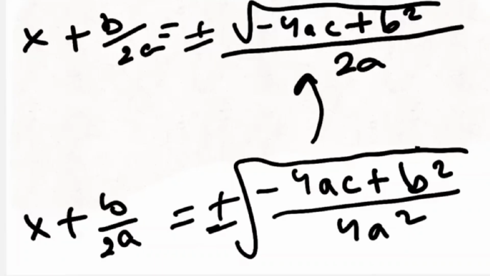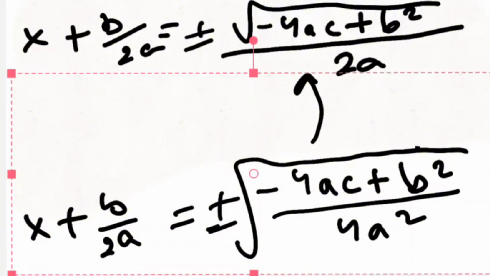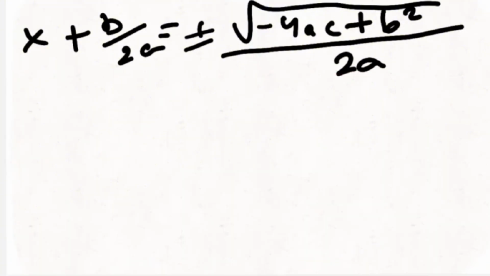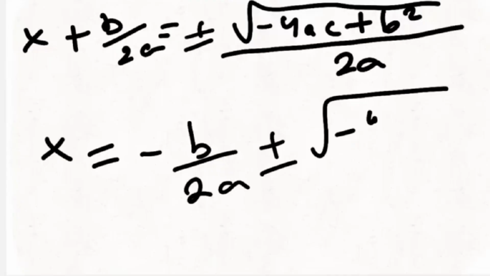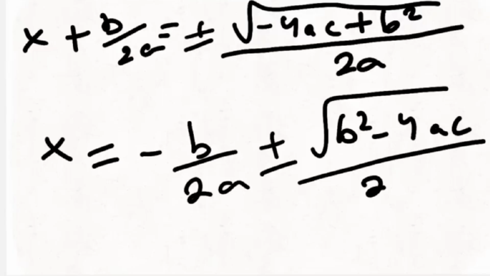So now it's very easy. It's downhill from here. So all we have left to do is we just subtract b over 2a from both sides. So we have x equals negative b over 2a plus or minus the square root of negative 4ac. And actually, for convenience, I'm going to be exchanging negative 4ac and b squared. So we're going to be having the square root of b squared minus 4ac. And this is going to be over 2a.